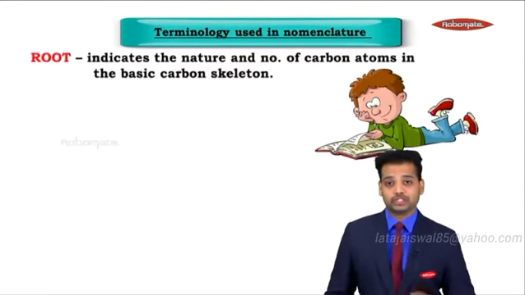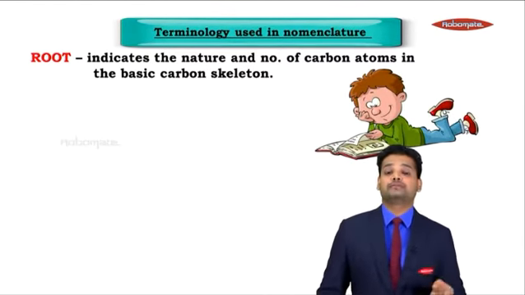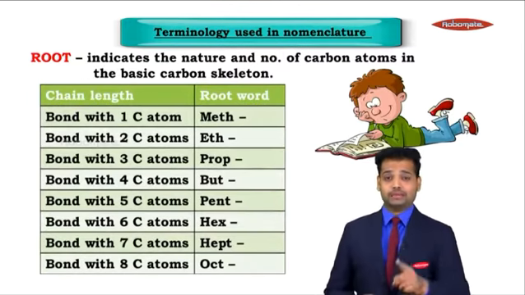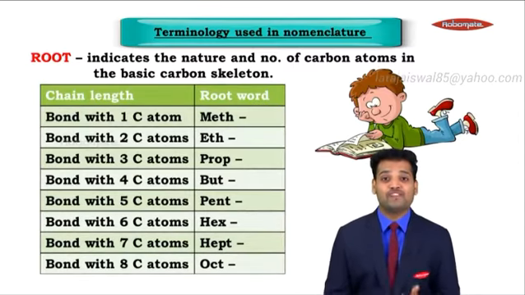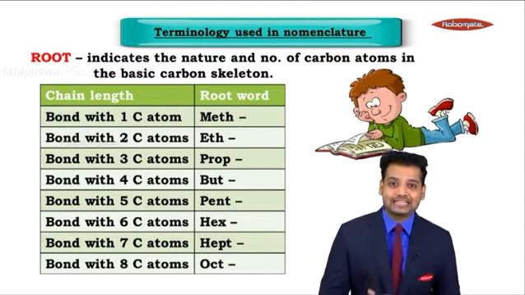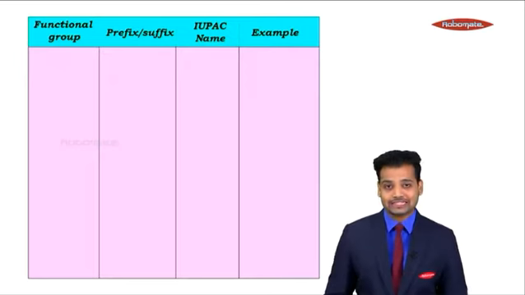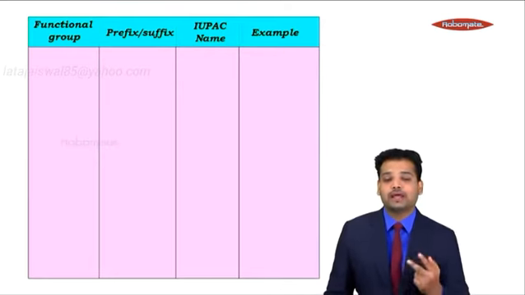Terminology used in nomenclature, part 2. Root indicates the nature and the number of carbon atoms in the basic carbon skeleton. Meaning, if 1 carbon, name is meth, 2 carbon, name is eth, 3 prop, 4 but, 5 pent, 6 hex, 7 hept and 8 is oct. This we've studied already. Yes. So how is the naming done?